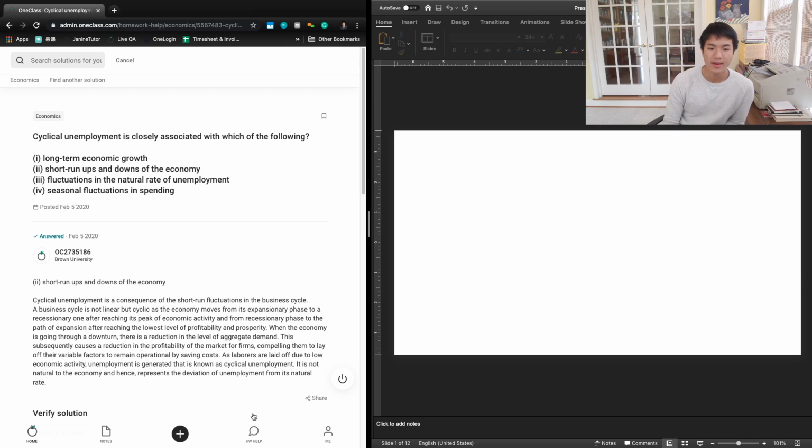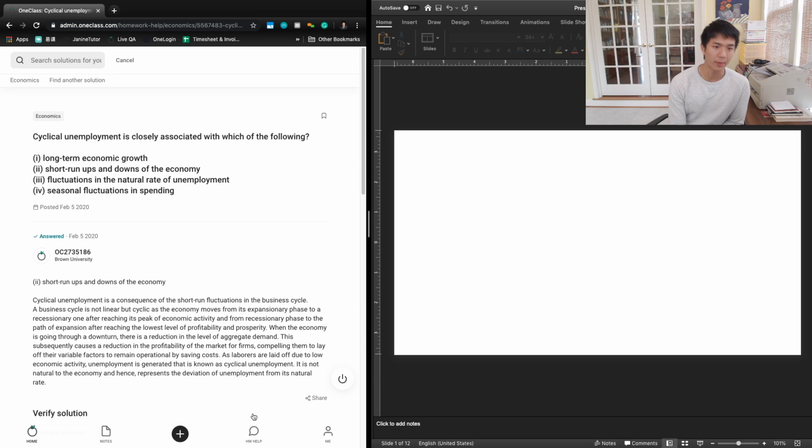So the first answer choice, long-term economic growth. We know that cyclical unemployment is not going to be a result of the long-term growth. Rather, it's going to be a result of the variations from the long-term rate of growth, right? In the short term, you might have higher than expected growth in the expansionary or inflationary gap, and then slower than normal growth with a recessionary gap, right? So it's not going to be 1.